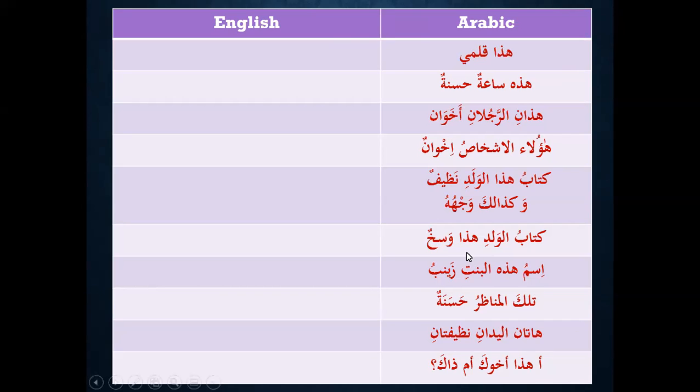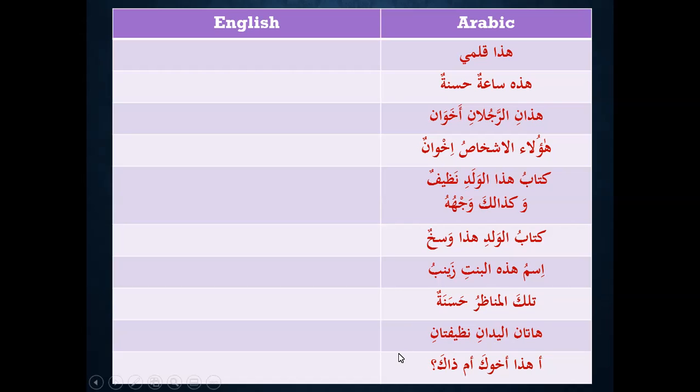كتاب الولد هذا وسخ. This book of the boy is unclean. وسخ خبر. اسم هذه البنت, the name of this girl is زينب. تلك المناظر حسنة. These sceneries, these scenes are beautiful. حسنة. مناظر جمع غير عاقل of منظر. That is why حسنة واحد مؤنث, to take that as a group. This is مؤنث, to suggest that this is جمع غير عاقل. هاتان اليدان نظيفتان. These two hands are clean.